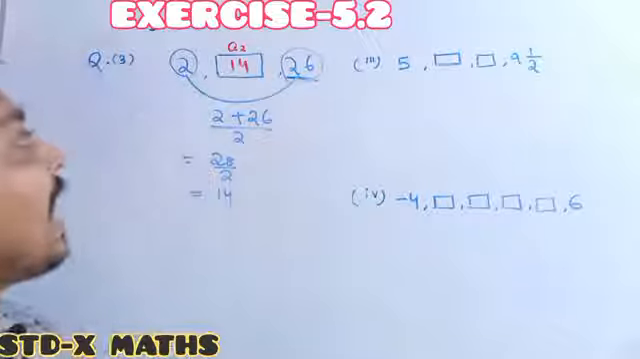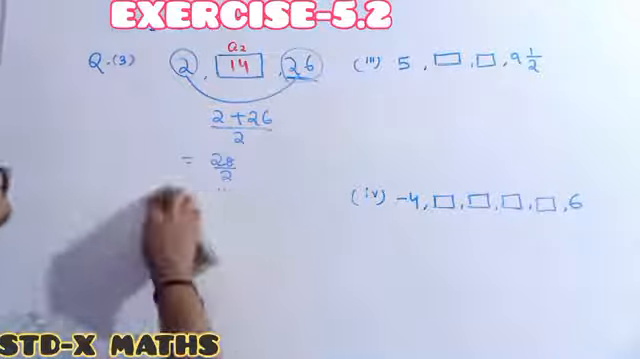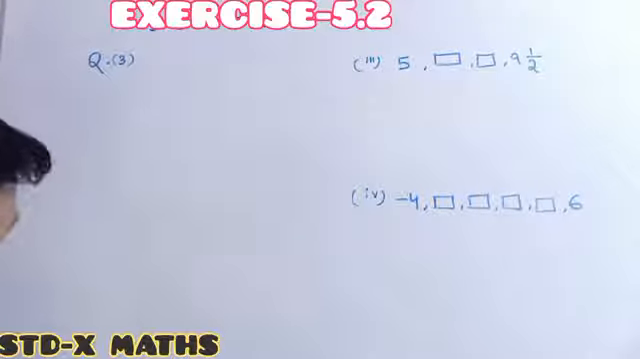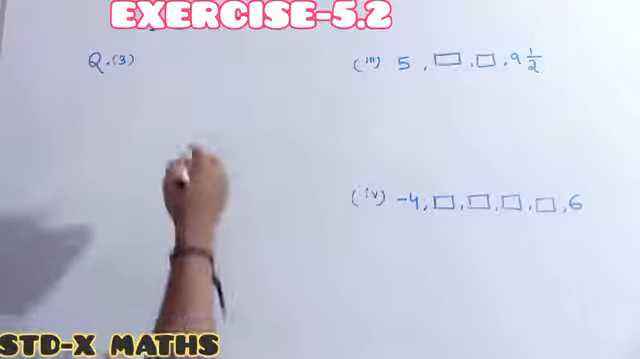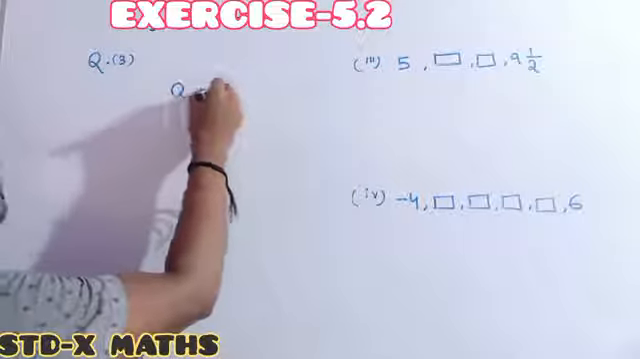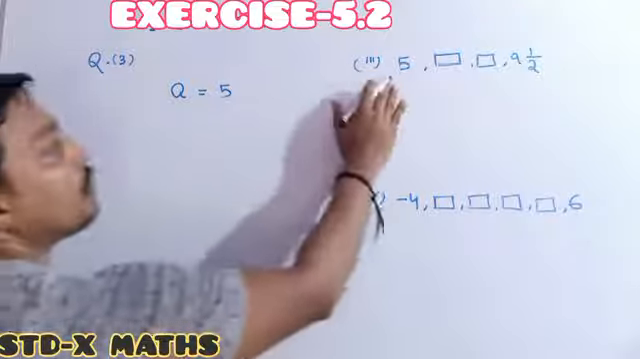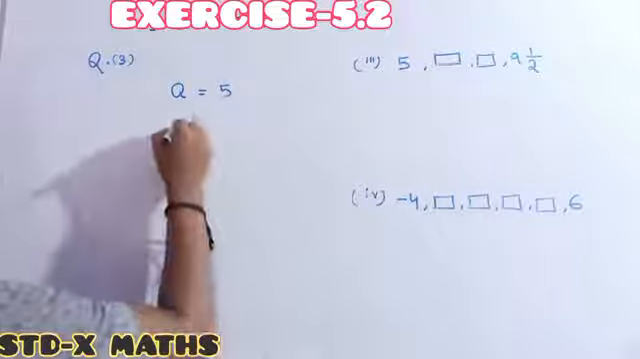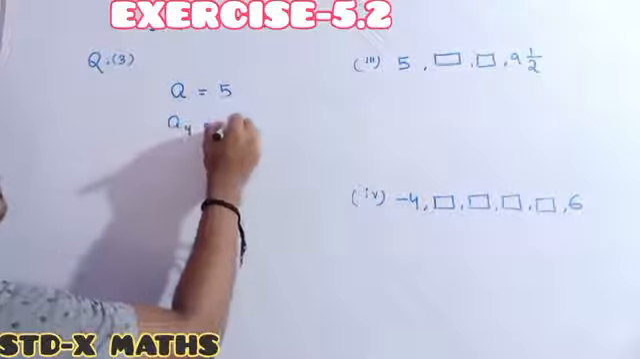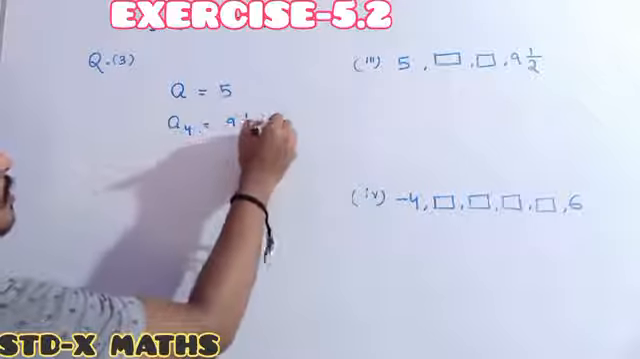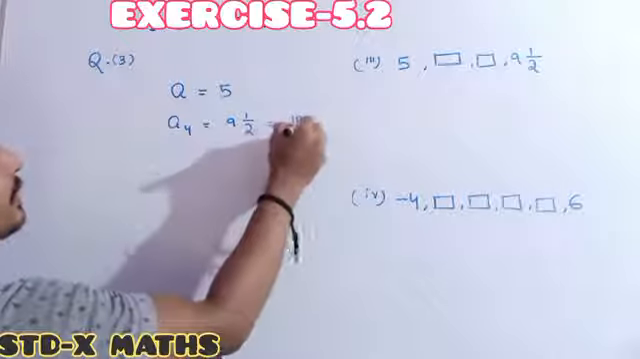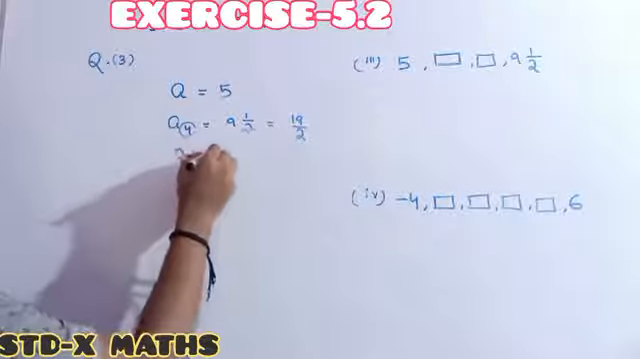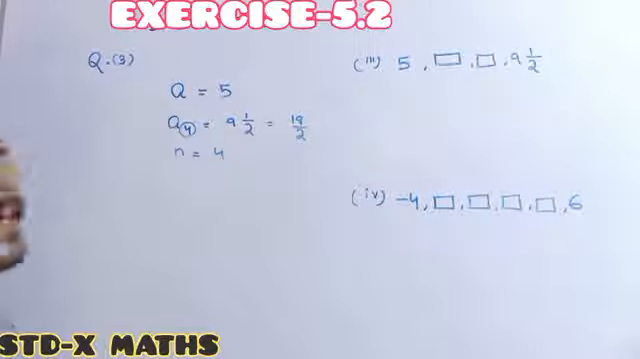Now I want to show you how to do question number 3. In the same way we have done question number 1, question number 3 can be done. See everyone, in question number 3, A is given as 5, then A1, A2, A3, and this one is A4. A4 is also given as 9 whole 1 by 2, otherwise 19 divided by 2. And here A4 means n is 4, it is given.